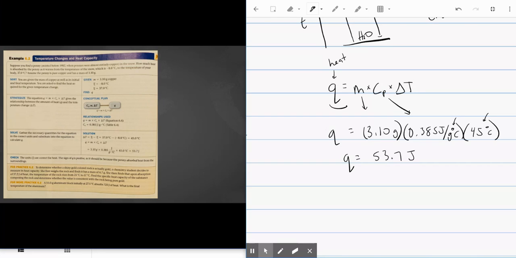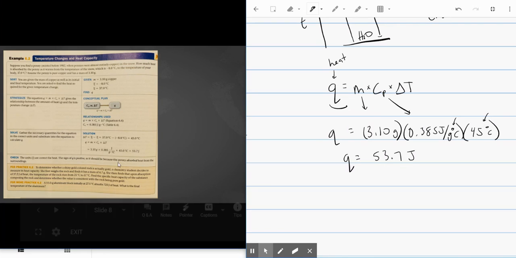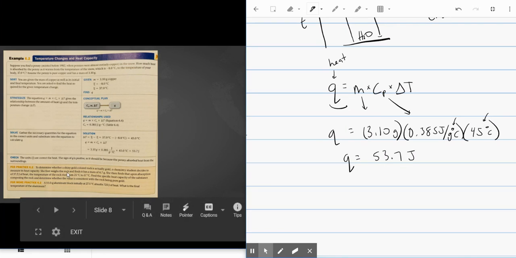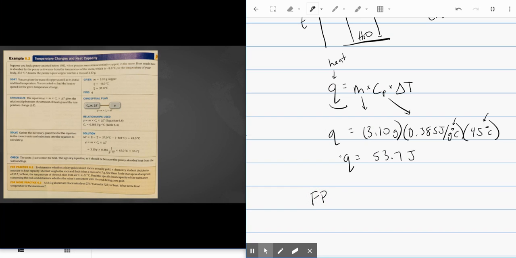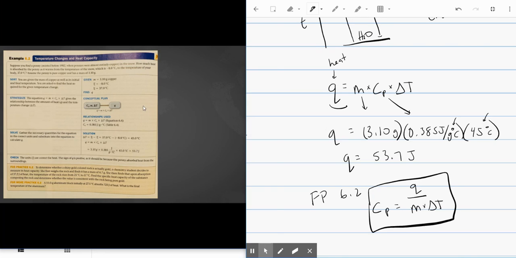I want you guys to try the For Practice 6.2, which should be very similar. Determine what we are looking for. Find the specific heat. So in For Practice 6.2, you're actually solving for specific heat. If I rearrange this equation to solve for C, I'll get Q, or heat, over mass times the change in temperature. So you're going to use this formula, or you can use the original one and just solve for C.